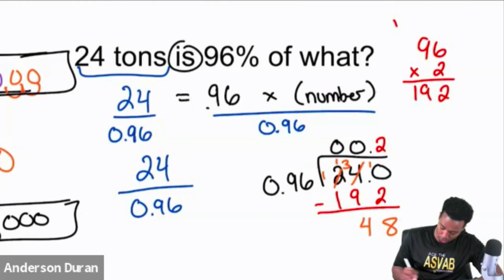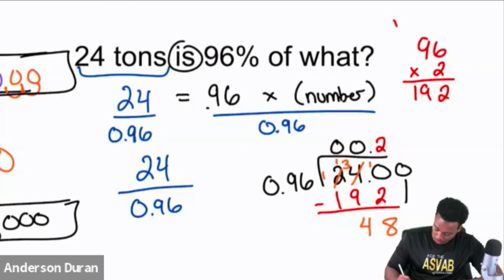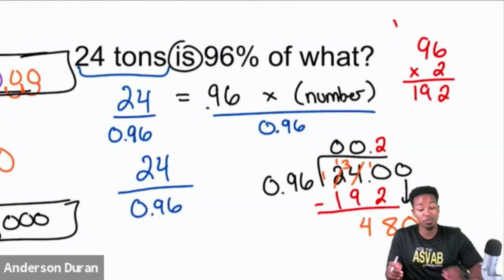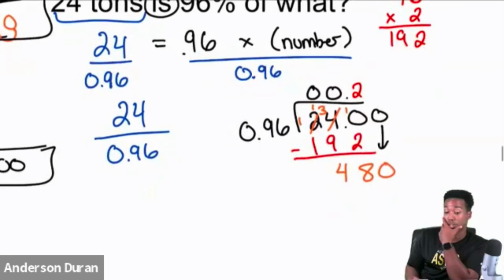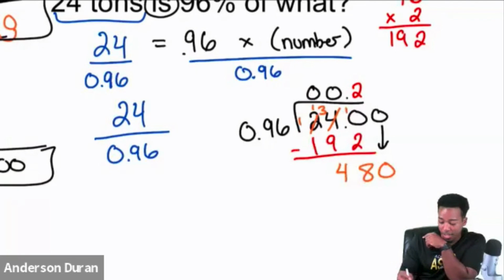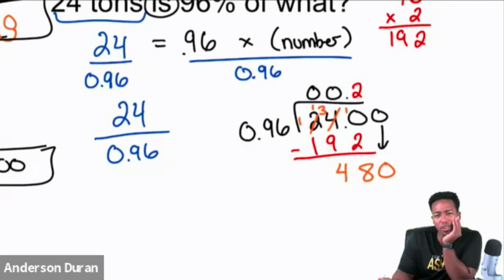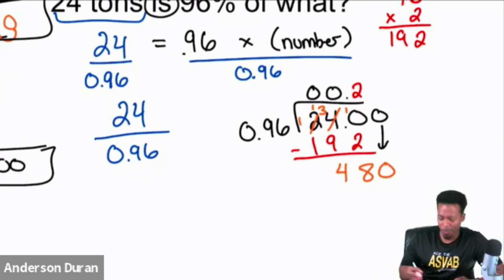So then we're going to bring another 0 in, and then we're going to drop that down. Anybody want to guess how many times 96 goes into 480? Not 4. Because if you think about it, if 192 is pretty close to 200, double it to get 4, that's still nowhere near 480. We can try to guess 5. Yeah, take a guess at 5. 5 would be a better guess.